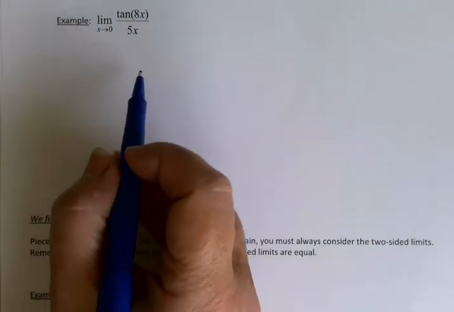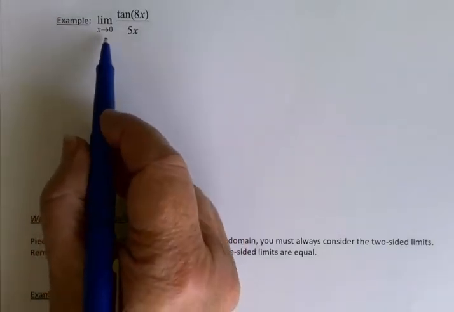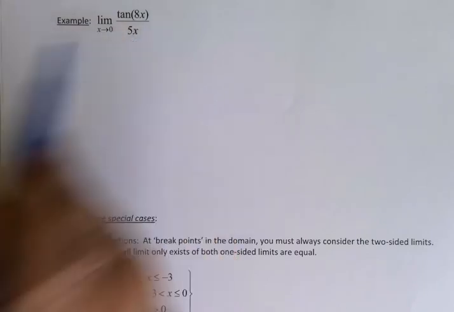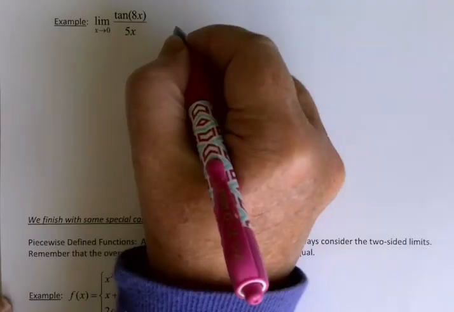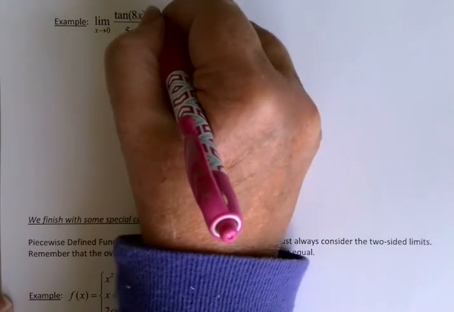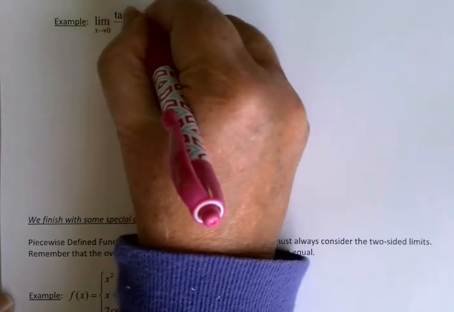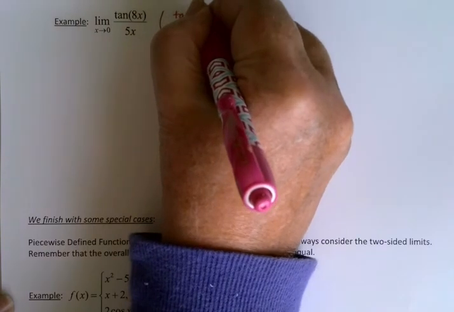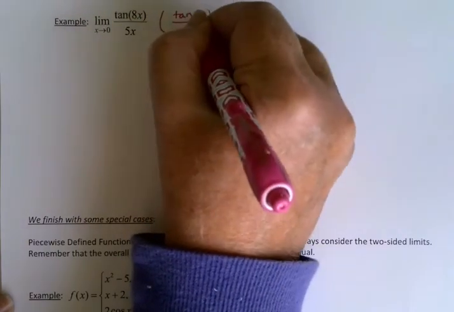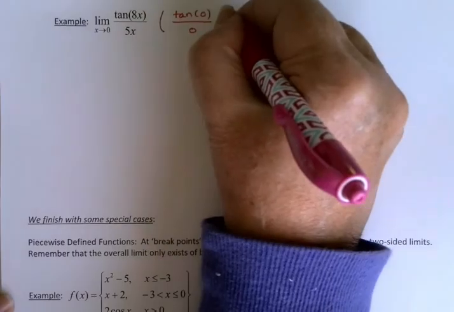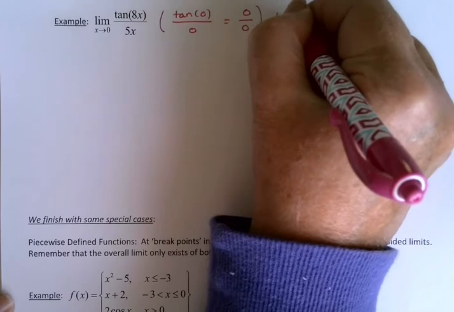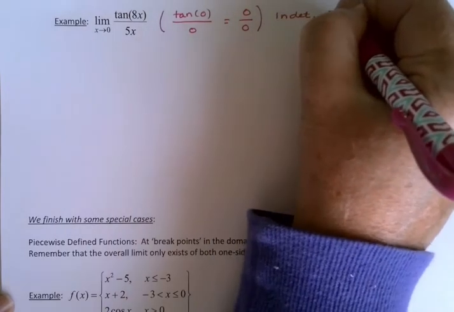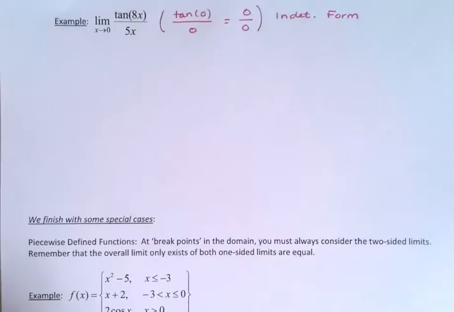On this next one, we're looking for the limit as x approaches 0 of the tangent of 8x over 5x. And let's start again by checking to make sure what kind of form we have. If we are to substitute in, we would have the tangent of 0 over 0. Tangent of 0 is 0, so we have the indeterminate form, 0 over 0.